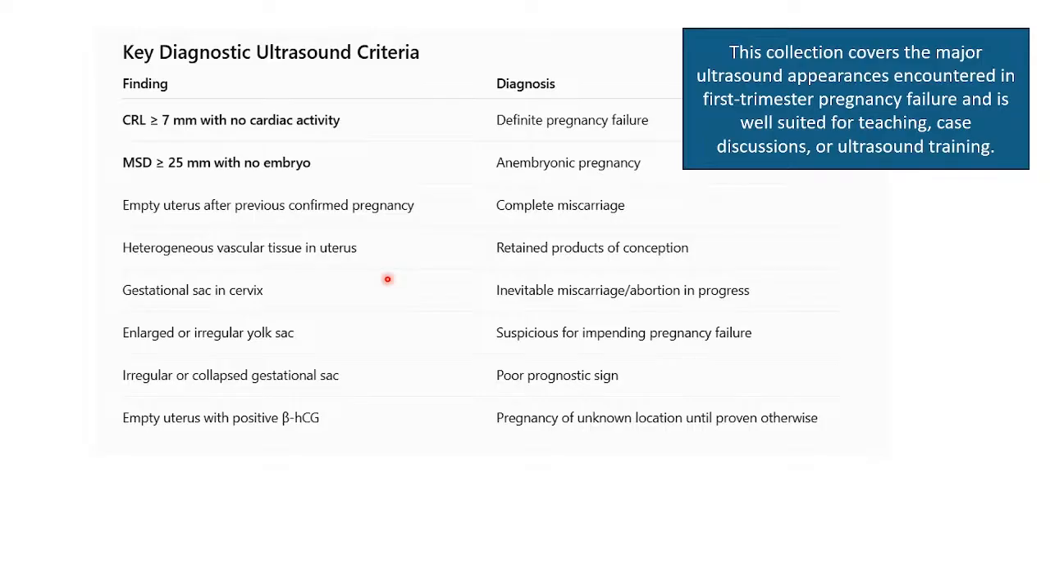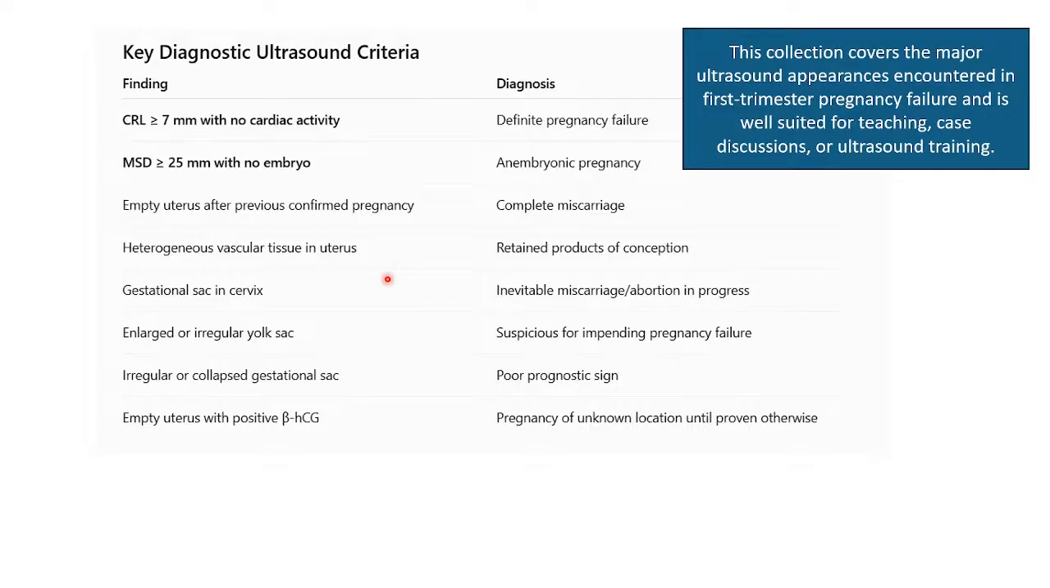So gestational sac in the cervix: inevitable miscarriage or abortion in progress, or alternatively a cervical ectopic pregnancy.